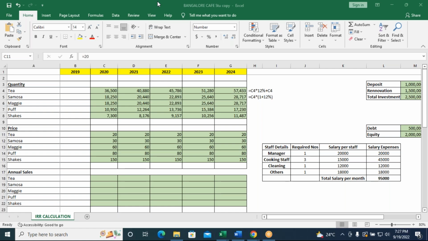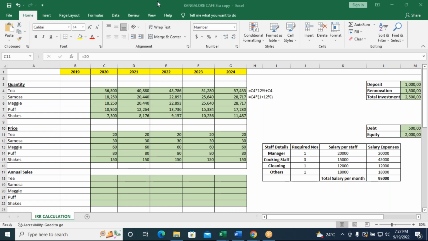So I'll calculate it for the second month, second year also manually, and then select and drag. If you click on any of the cells, you can see G4 into G11. The same way I need to calculate for every month, every item. Samosa is equal to 20,440 into 30 rupees. So I'll just do the second month calculation manually and then drag it.